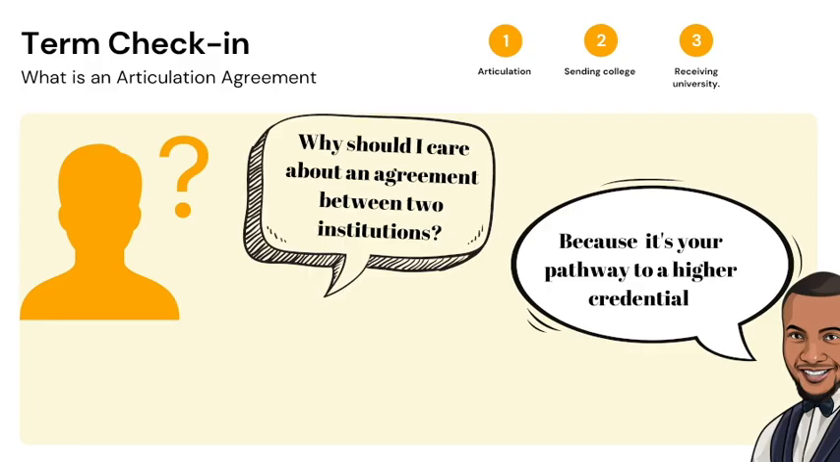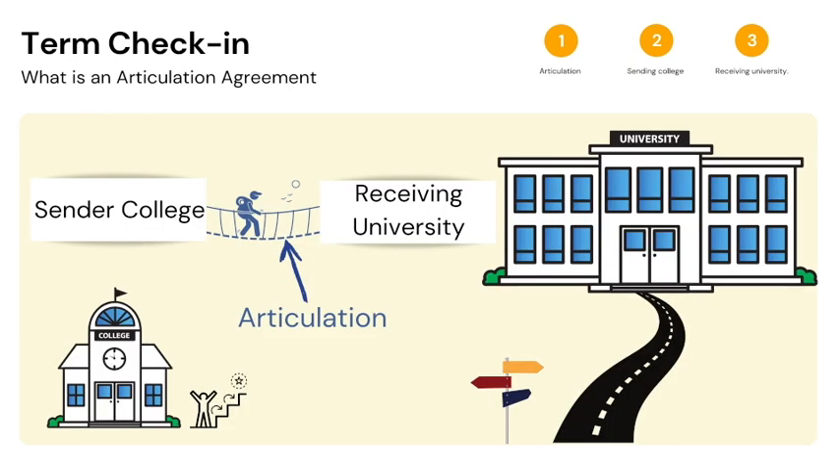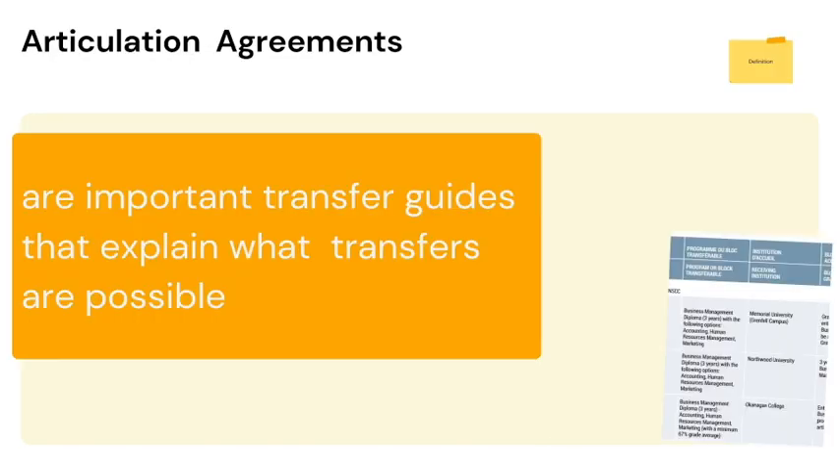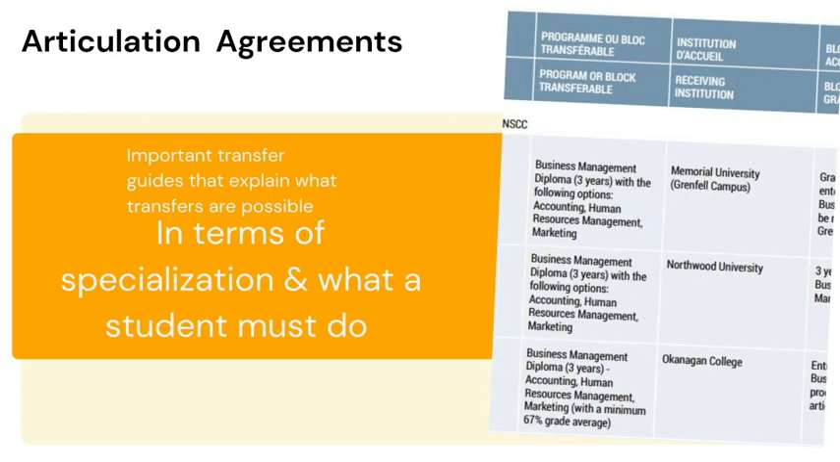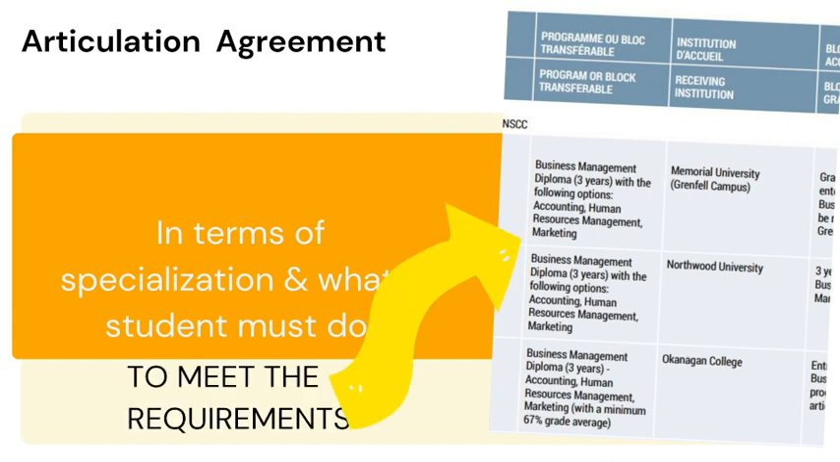Now, what is an articulation agreement? And why should you pay special attention to this term if you are attending or intending to attend a community college? By definition, articulation agreements detail a pathway between 2 academic bodies, a college and a university, and their academic programs. Articulation agreements are important transfer guides that explain what transfers are possible in terms of specialization and what a student must do to meet the transfer requirements.